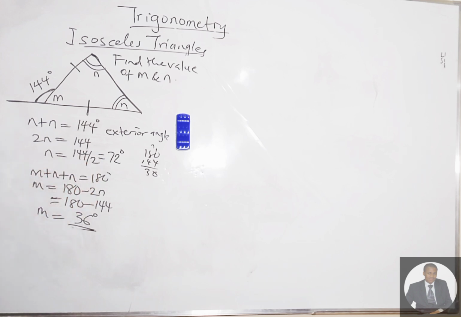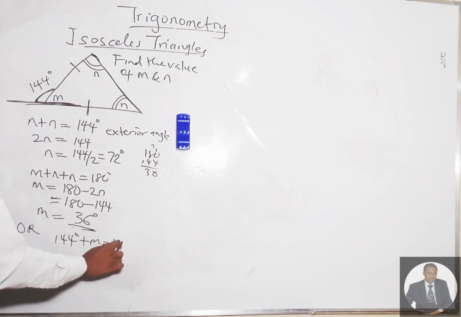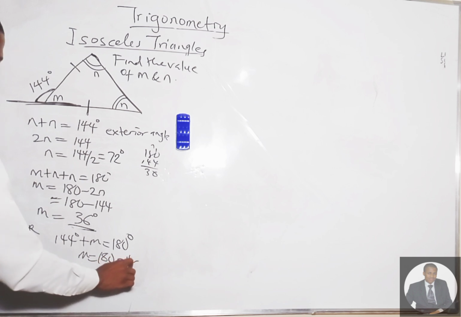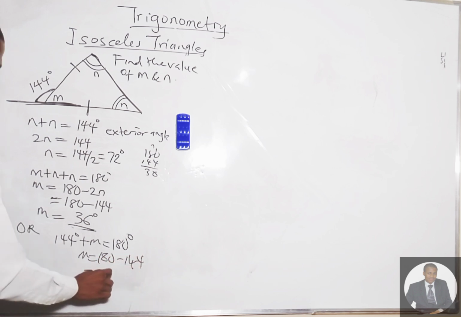Another way in which we can look for m: the sum of angles on a straight line is 180. So we say 144 degrees plus m equals 180 degrees. So m will be 180 minus this exterior angle 144, and that will still give us 36 degrees.